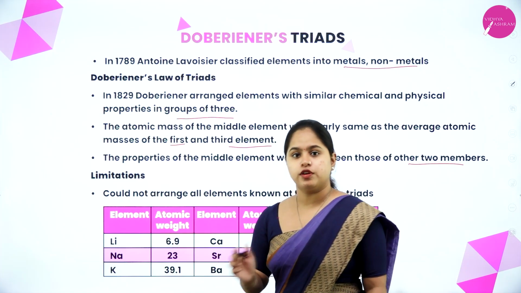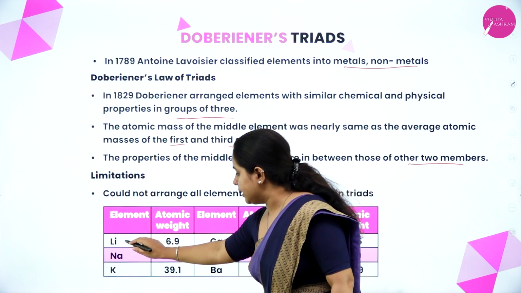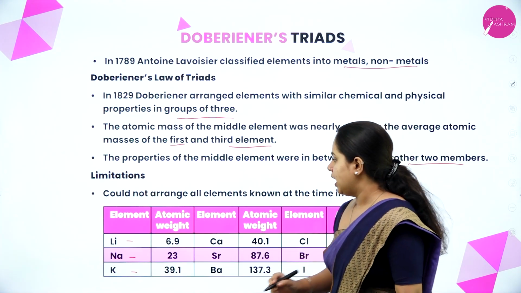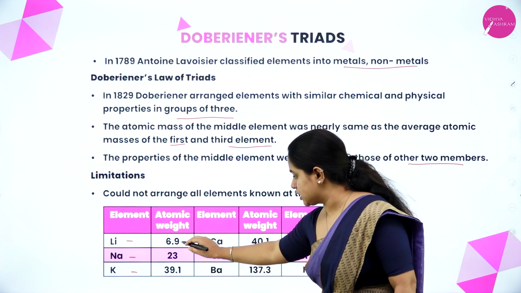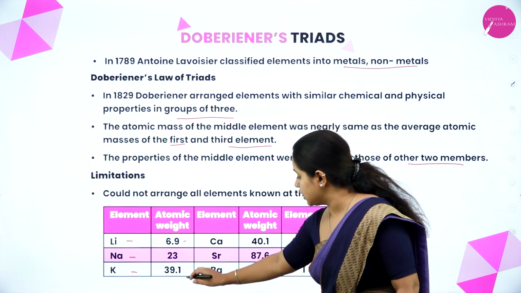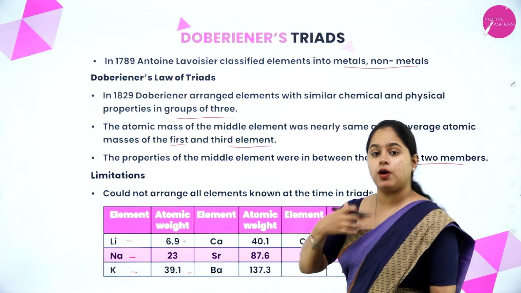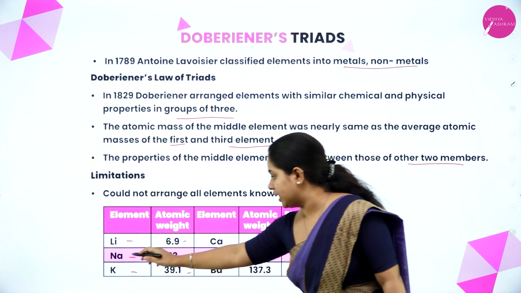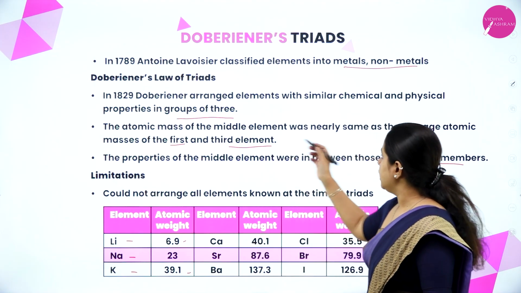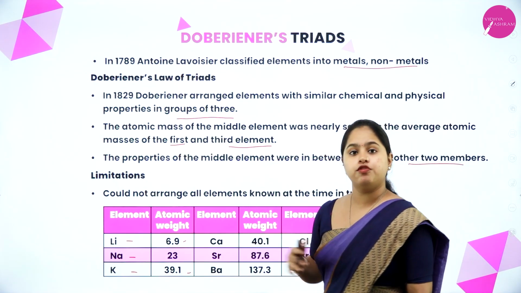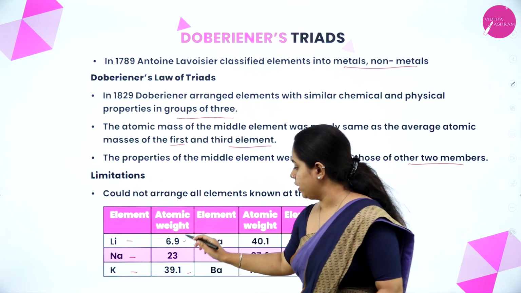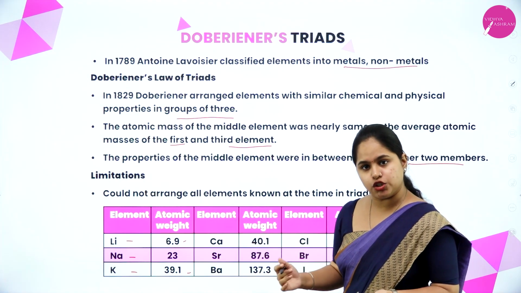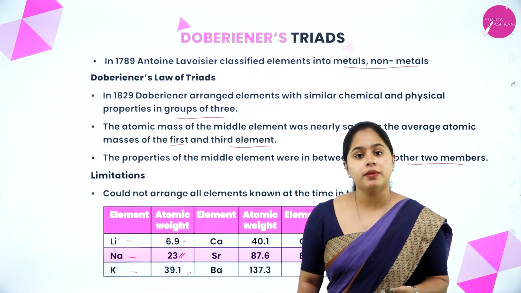The first group of 3 elements that he classified was lithium, sodium and potassium. This was one Döbereiner's triad. As you can see, the atomic weight of lithium is 6.9 and the atomic weight of potassium is 39.1. According to Döbereiner's law of triads, the atomic mass of the middle element, that is sodium, will be equal to the average atomic mass of the first and third elements. That is, if you add 6.9 and 39.1 and divide by 2, that is the average, you will get the atomic mass of the middle element.